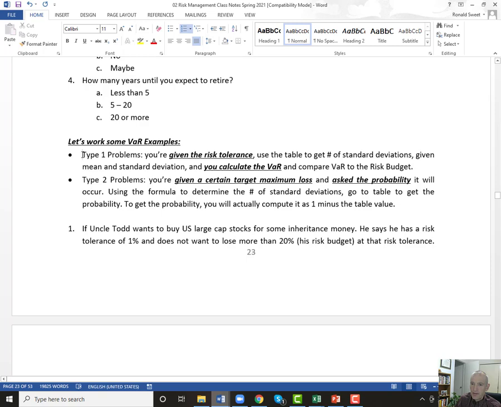So the type of problems I give you, I'll give you some problems where I'll give you the risk tolerance and you calculate the VAR. Those are really simple. Sometimes I'll say, I'm worried about losing this much. What's the probability of that happening? So there, you're trying to figure out what risk tolerance this loss would equate to. So you need to be able to go either way. Most of the problems I give you, especially on the exams, almost all the problems, I think I just give one where I do this second approach.